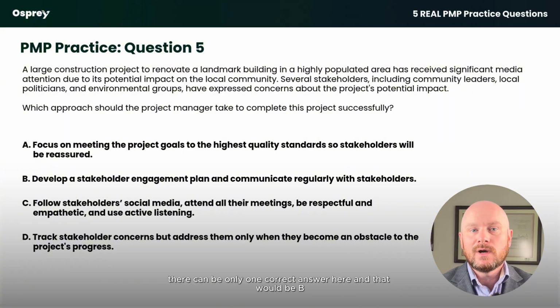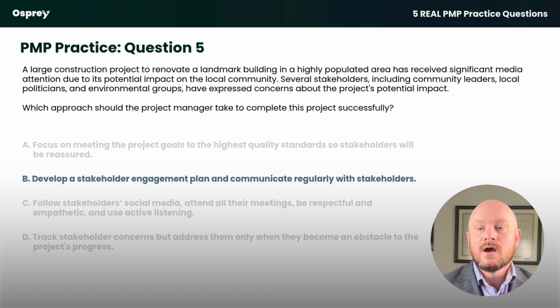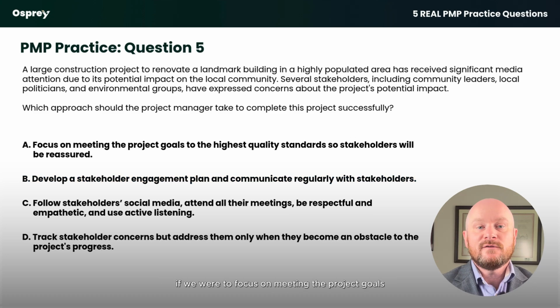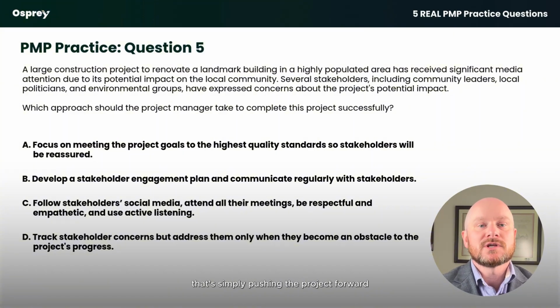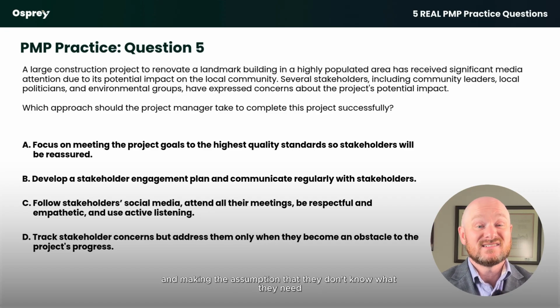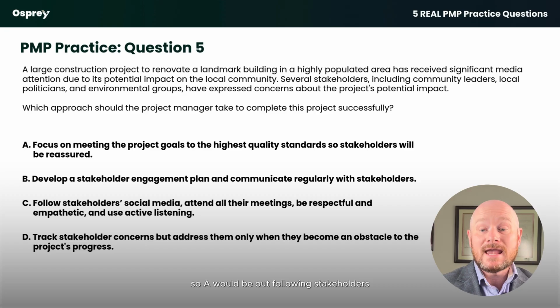There can be only one correct answer here, and that would be B, develop a stakeholder engagement plan and communicate regularly with stakeholders. Let's start off with A as to why that doesn't quite fit the bill. If we were to focus on meeting the project goals to the highest standards, there's no guarantee that stakeholders will actually have their concerns assured. That's simply pushing the project forward or steamrolling your stakeholders a little bit and making the assumption that they don't know what they need, which is not a great approach in project management. So A would be out.